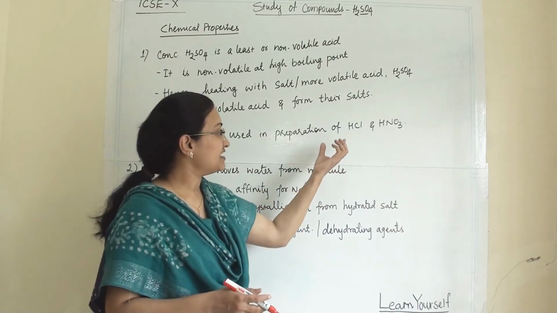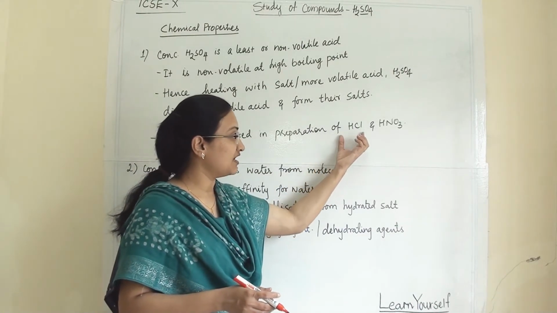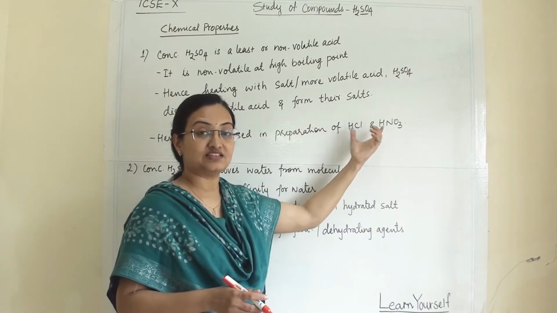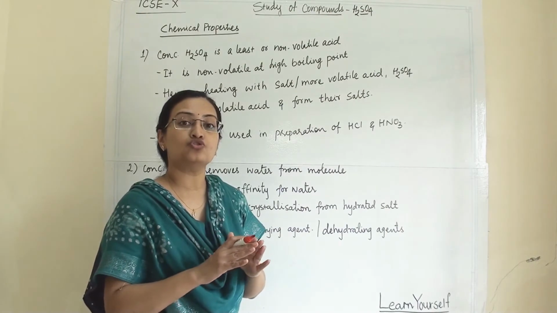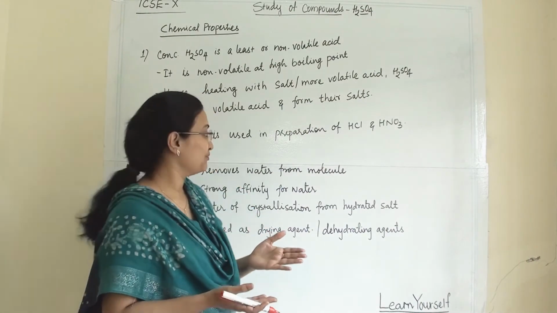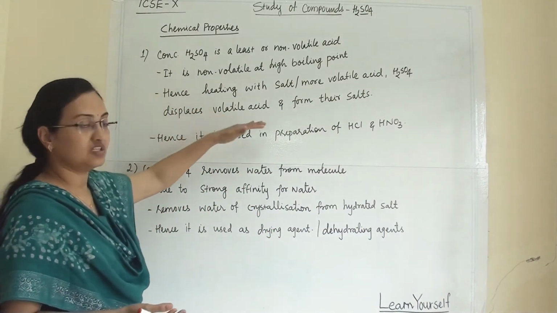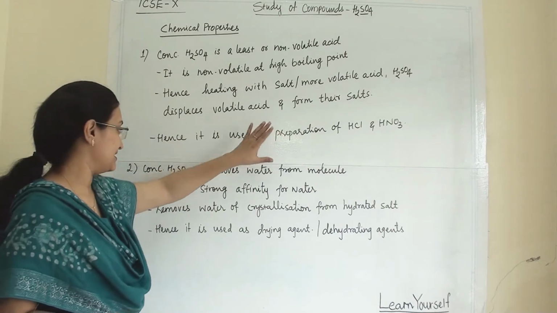When we compare sulfuric acid's nature with hydrochloric acid and nitric acid, which are volatile in nature, sulfuric acid is almost non-volatile. So that's why it is used in the formation of these two acids.